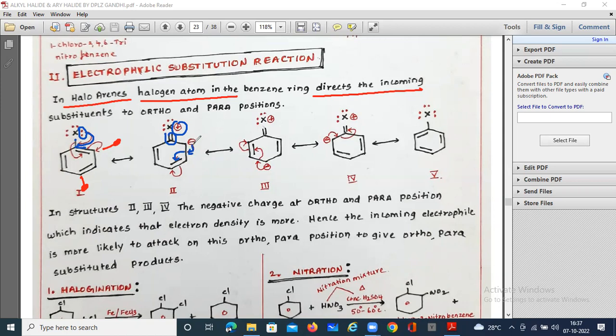Negatively charged ions can attack at the meta position, but that is not very possible. Negatively charged ions are not meta directing groups, we know that. So that's why it attacks again at the ortho and para positions. In the first year, in class 11, we learned the same topic.